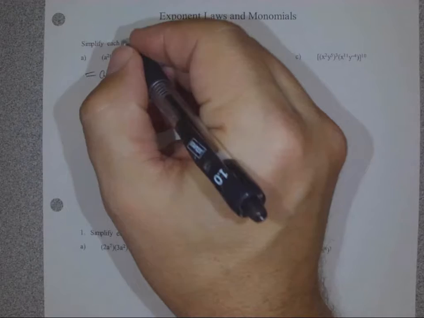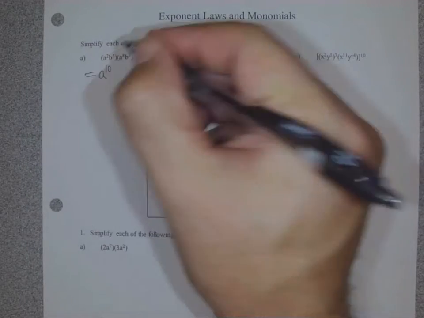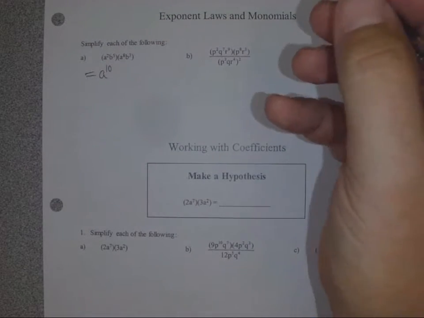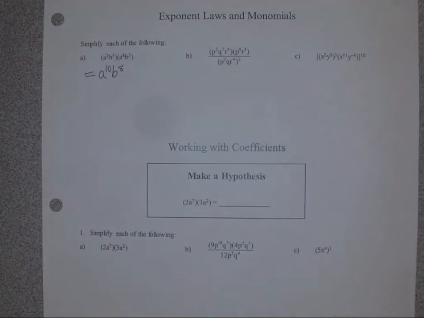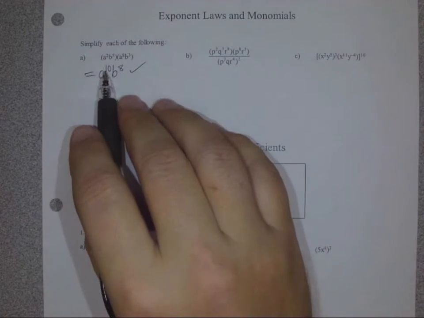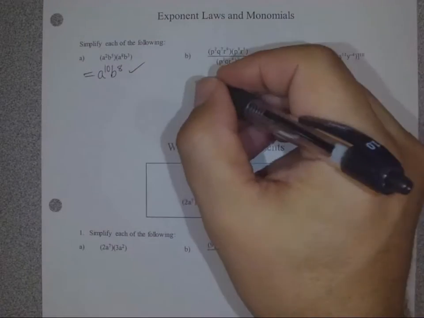That becomes A to the 8 plus 2. I just used our sum or addition rule. And B to the 5 plus 3 is 8. Final answer, A to the 10, B to the 8. Or A to the 10 times B to the 8. Next question.